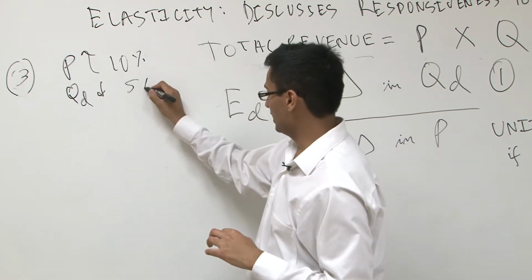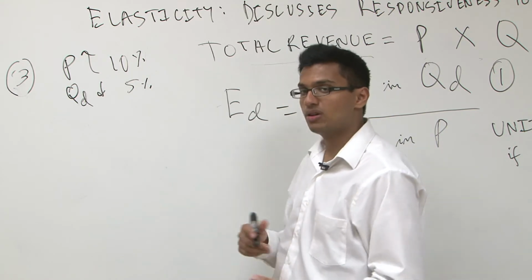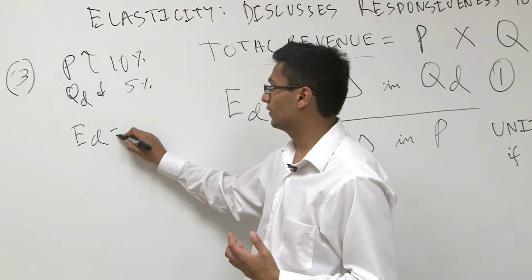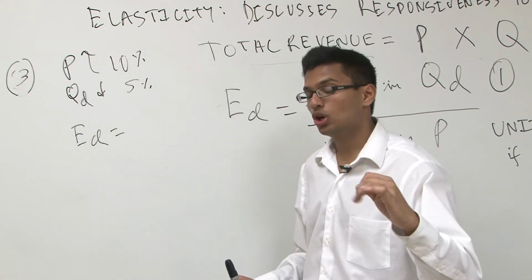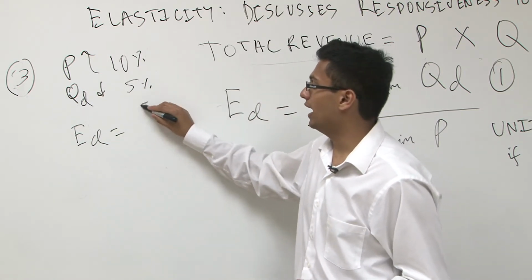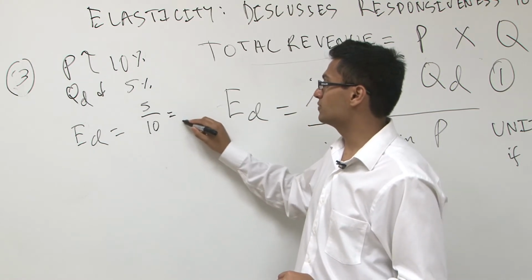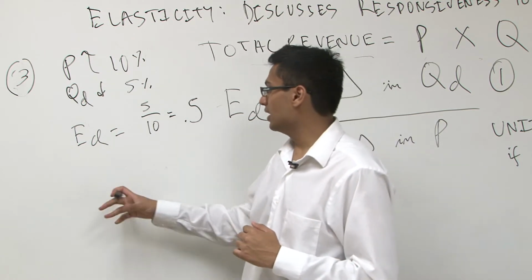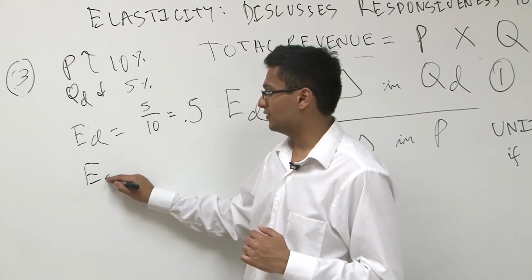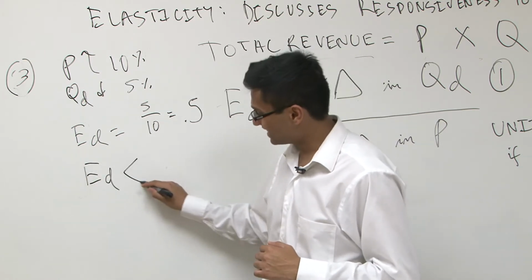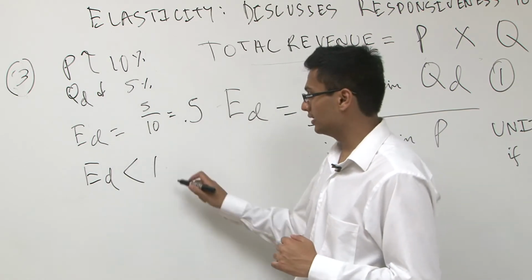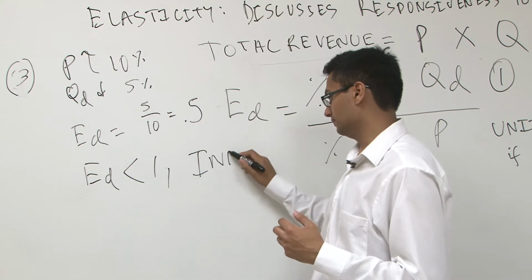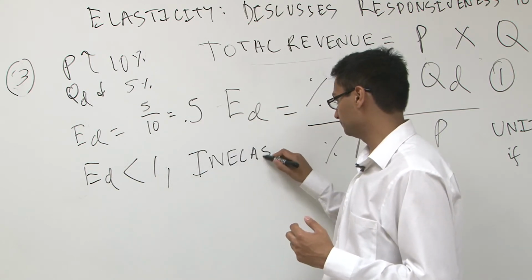And we said that was called being inelastic. And how can we describe that? Well, we said ED is equal to the percent change in quantity demanded over the percent change in price, which is 5 over 10, which gives me 0.5, right? Now, here's the thing. If ED, elasticity of demand, is less than 1, then you guys can probably guess this. It's called being inelastic, okay?